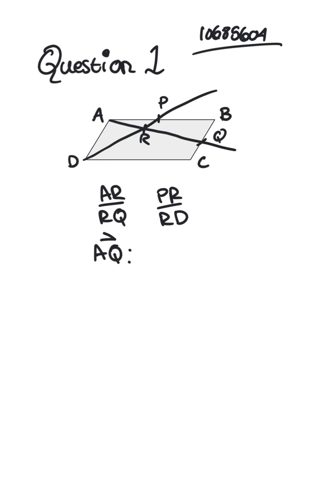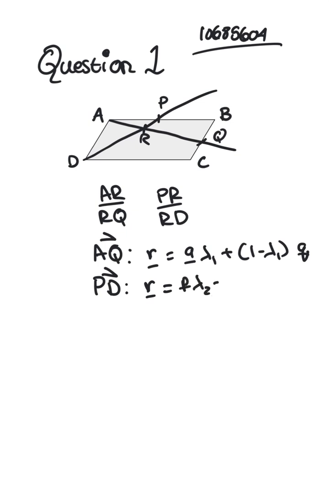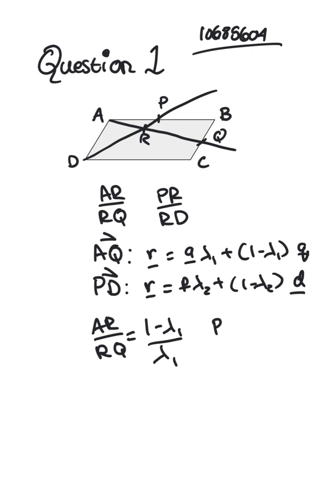AQ is R, which is what we're going to call this point, equal to A lambda 1 plus 1 minus lambda 1 Q, where Q is the vector to the point capital Q, and A is the vector to point capital A. Equally, we could do the same for the line PD, with of course the same point R: P lambda 2, note the different lambda, plus 1 minus lambda 2 little d. Now we can already state equations for the ratios: the ratio AR over RQ is equal to 1 minus lambda 1 over lambda 1, and the ratio PR over RD is equal to 1 minus lambda 2 over lambda 2. So our problem amounts to finding the lambdas.